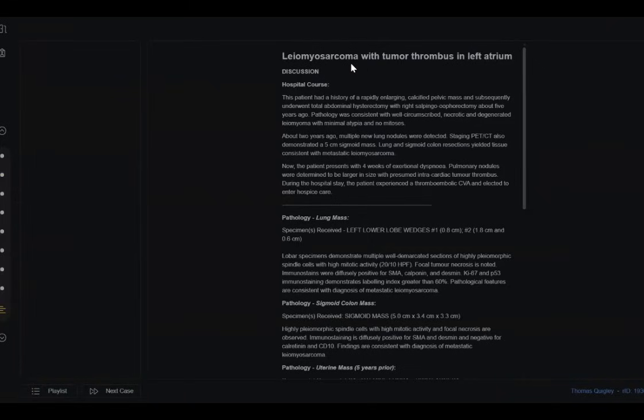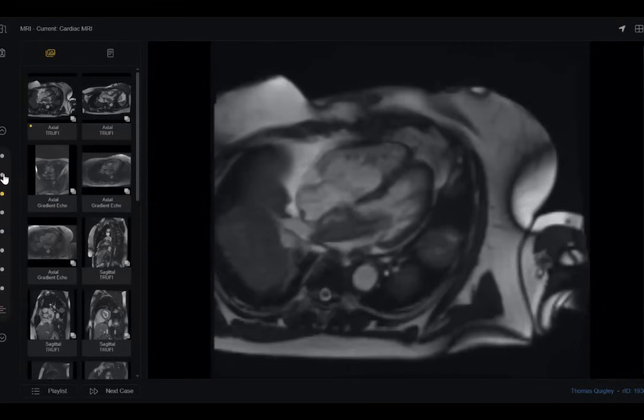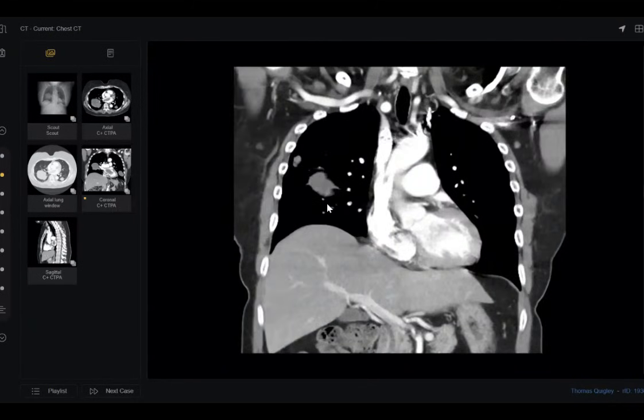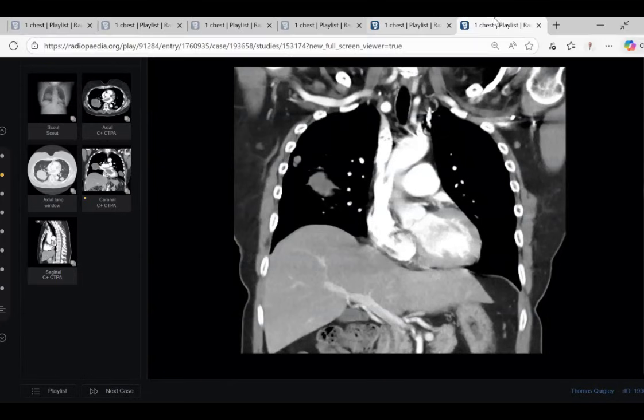Welcome. Leiomyosarcoma with a tumor thrombus in the left atrium. Okay. Very critical. We should tell our colleagues, clinicians, and they have the decision to do whatever is suitable for their patient.